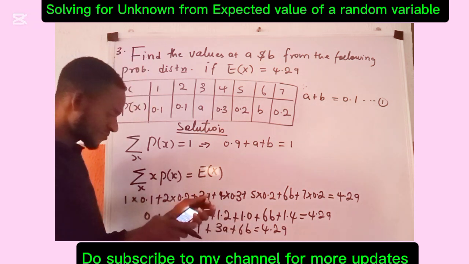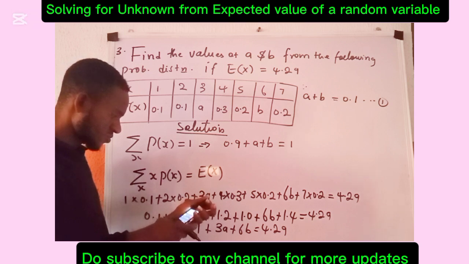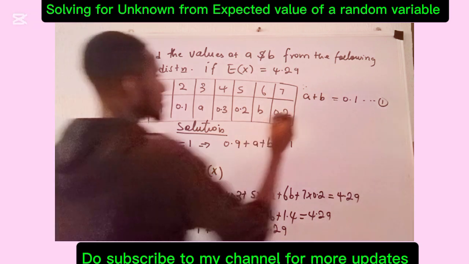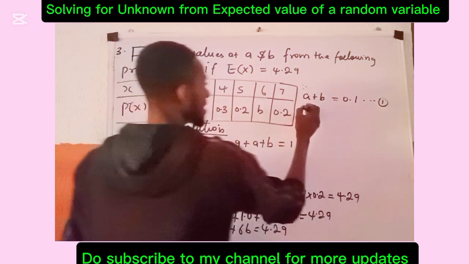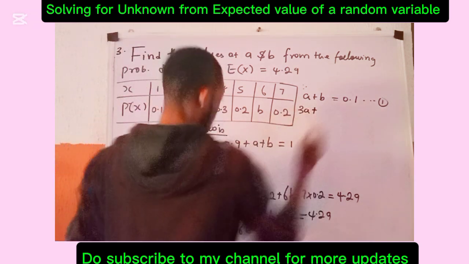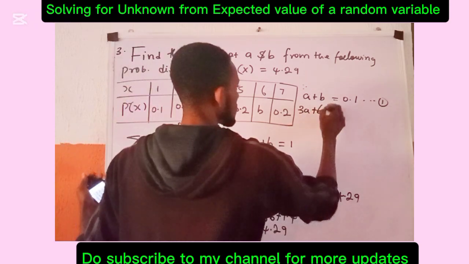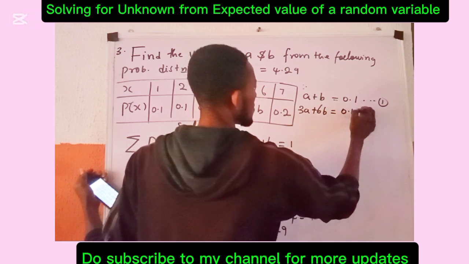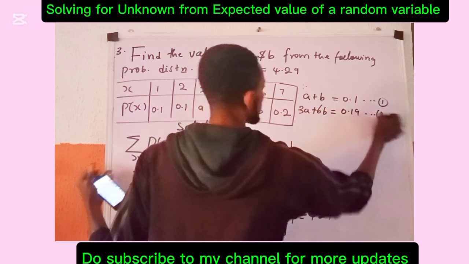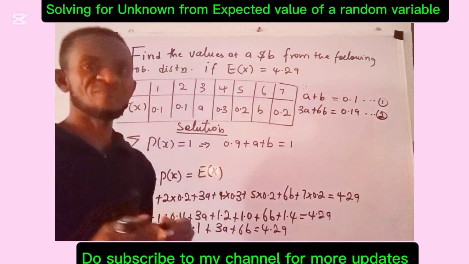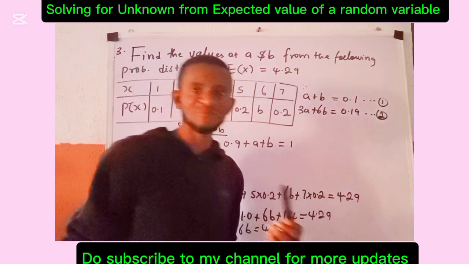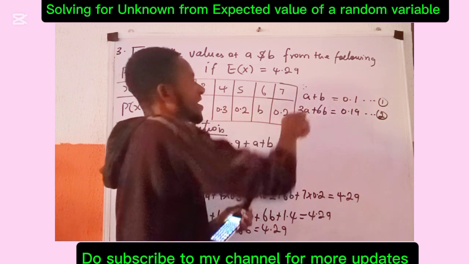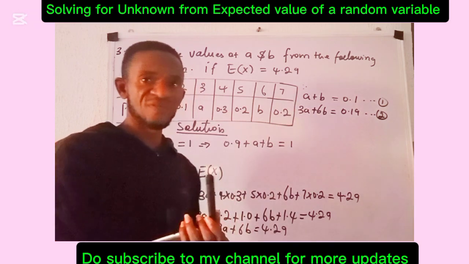So that will give us 0.19. Which means what I have here becomes 3a plus 6b equals 0.19. Equation 2. It is at this point in time that we can solve these two systems of equations simultaneously in order to find the value of A and B.